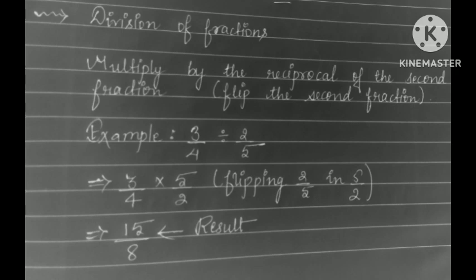Multiply numerators now and then multiply denominators separately. The result would be 15 by 8. That's it. Easy and straightforward. Now if you want and the result can be simplified further, you can do that as well to get the simplest form of the result.